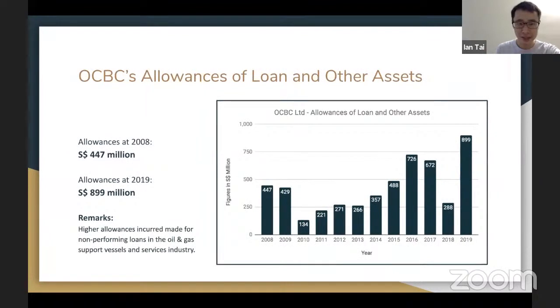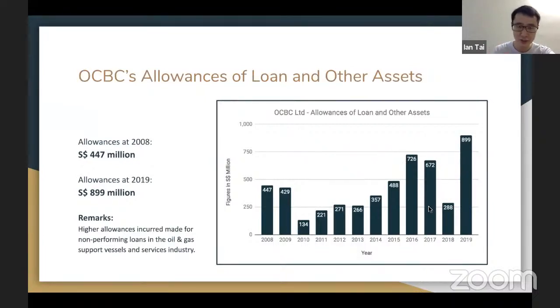So this is how it looks like. OCBC's allowances for loans and other assets. As you can see, we have a pattern like this. There is an increase in loan impairment losses in 2016 and 17, as well as 19.